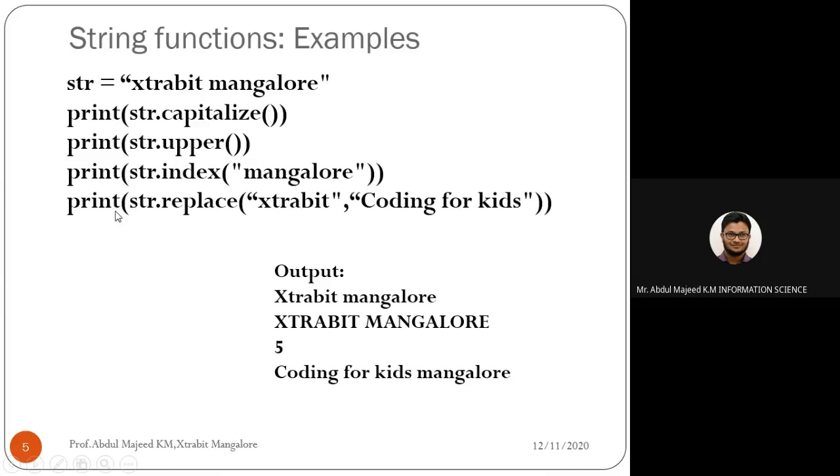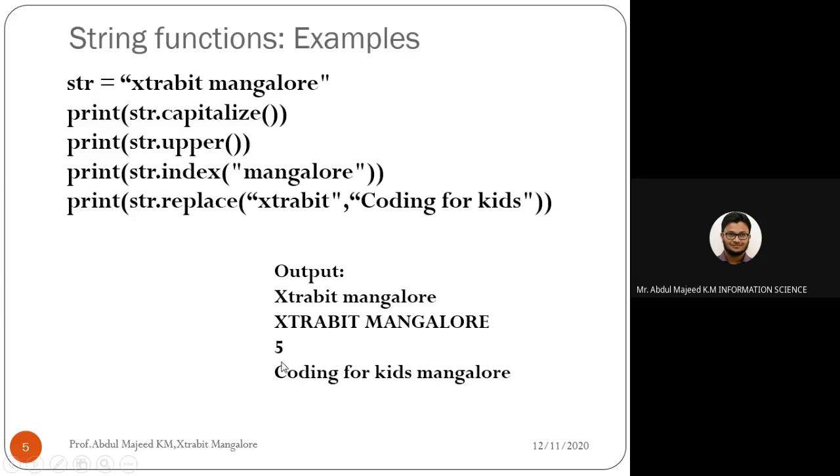Then the next one, print str.replace. We can also use the replace function to replace an existing string with a new string. So I want to replace extra bit with coding for kids. It will check whether extra bit is there in the given string. If it is there, it will convert it to coding for kids. So this is the existing string, this is the new string, and the existing string is replaced with the new string. If you execute this print statement, you will get the output: coding for kids Mangalore.